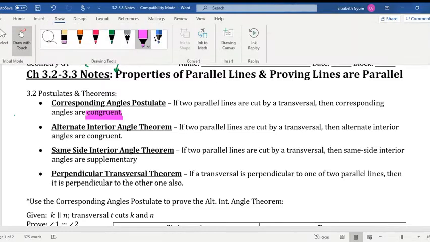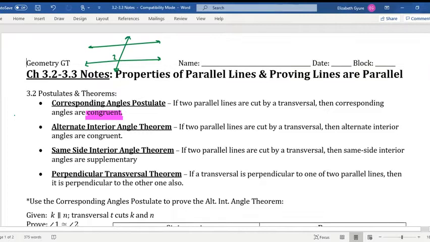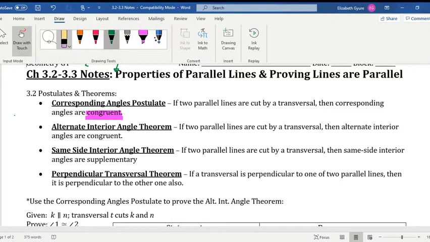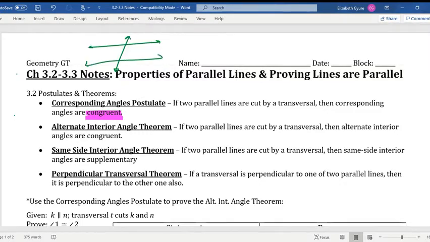Alternate interior angles. Oh, I erased the other half of my picture. So alternate interior angles would be on opposite sides of the transversal between the two lines. So maybe something like where I put angle 1 and angle 2 here. And this theorem is very similar. If two parallel lines are cut by a transversal, then alternate interior angles are also congruent.